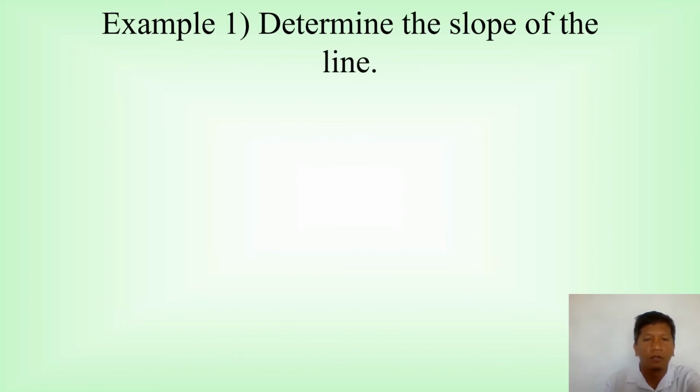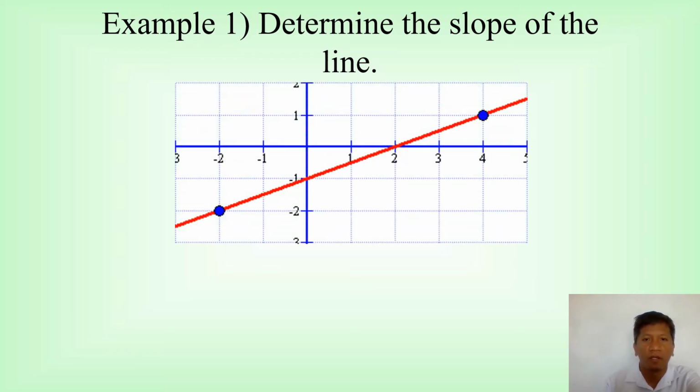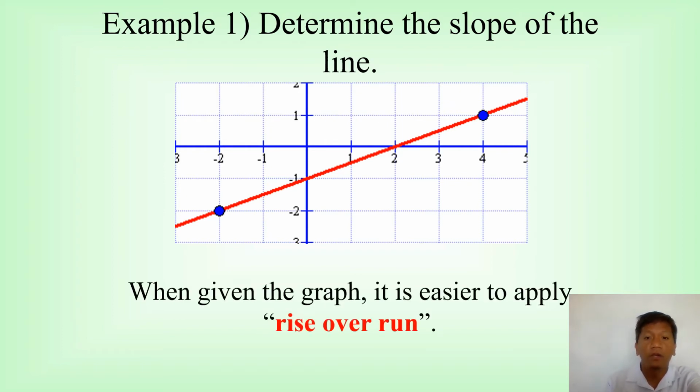Okay, so our first example, let's determine the slope of the line. Given the graph, when given the graph, it is easier to apply the rise over run or the second representation of slope m. So our coordinates, we have (4, 1) and (-2, -2). Now, we're going to use the rise over run to determine the slope of this line.